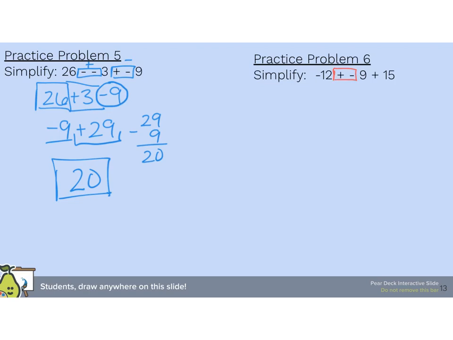Last one, looking for double signs. I see a plus minus, that just means minus. Rewrite it. Circle negatives, oops, 15. There's only one negative and it's a 9. Oh no, just kidding. There's a 12 and a 9.